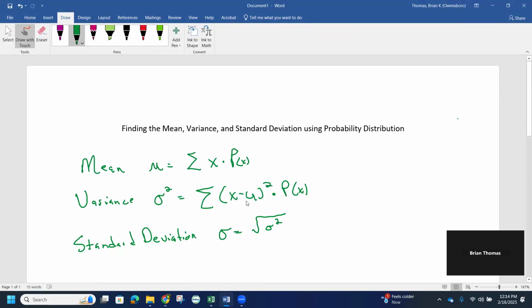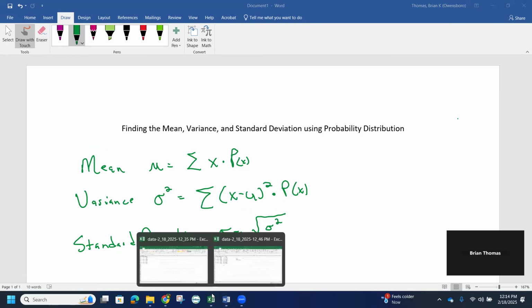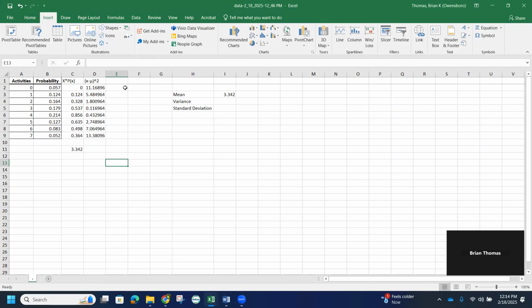My formula says x minus mu squared times p of x. So I actually have to multiply this column times the p of x column. So I need to do one more column first. So what I'm going to do, instead of trying to write all that down, x minus mu squared is the D column. So I'm just going to say D column times my probability column, which is the B column. So that's going to be my little formula.